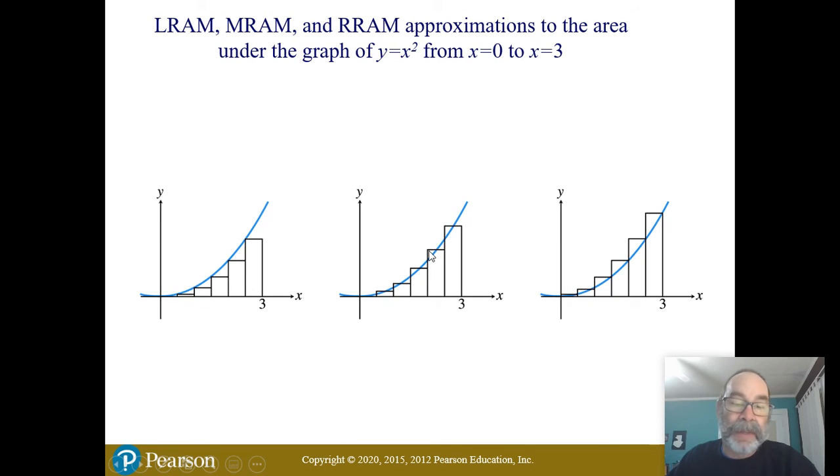Notice a little bit above and a little bit below. So it's a little bit of an overestimate and an underestimate. Do those two equal out? They may or they may not. This one will always be an underestimate.